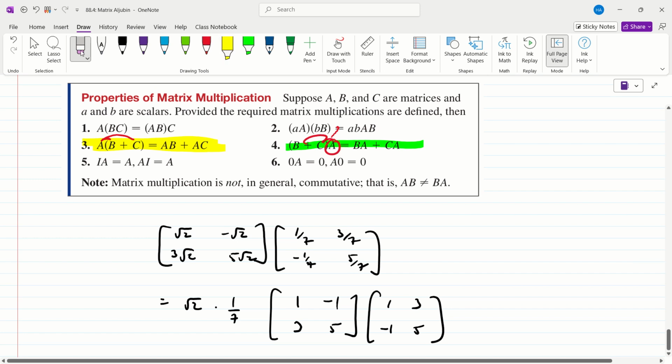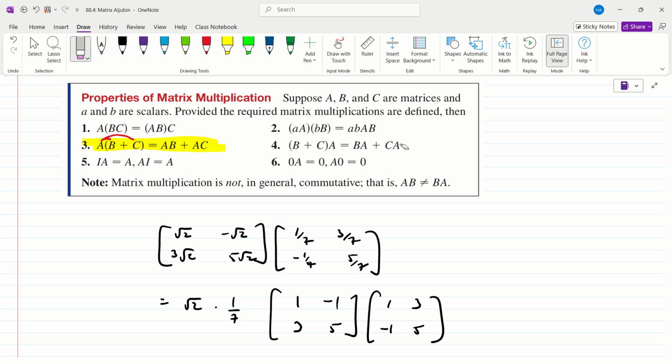And what I would have you consider is the position of those A's. When the A's are being multiplied on the right-hand side, when you distribute them, the A's stay on the right-hand side.